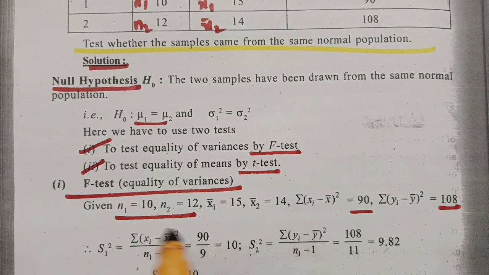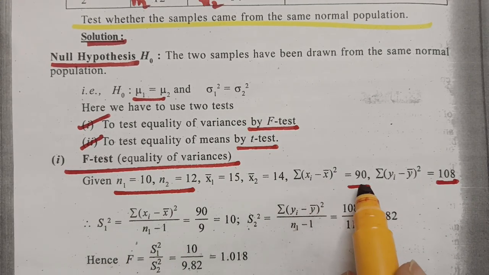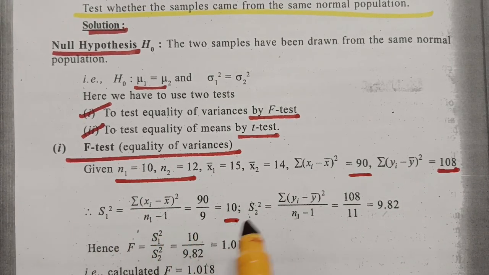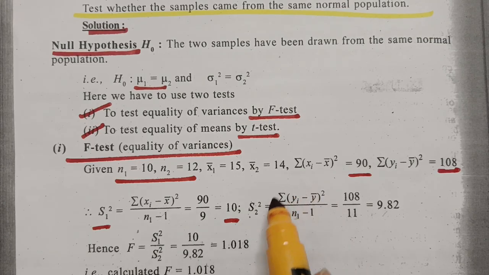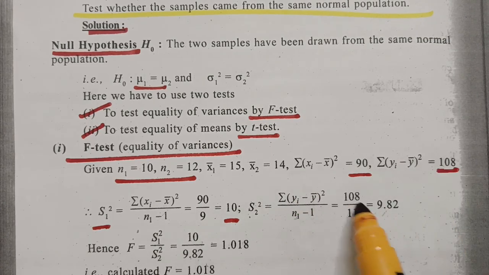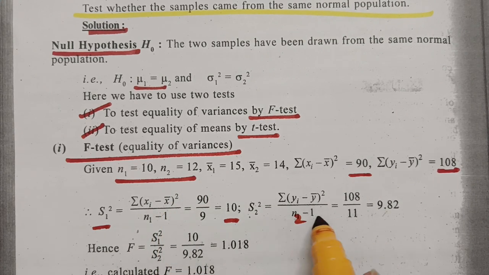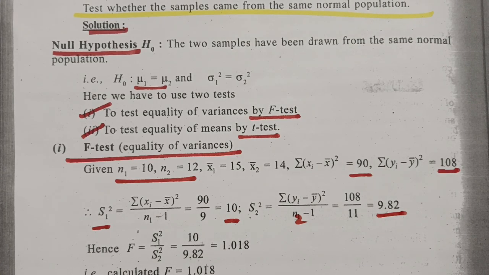Next we check the test of variances using the F-test. S1 square is equal to sigma (xi minus x bar) whole square by n1 minus 1. The sum is 90 and n1 is 10, so 10 minus 1 is 9, and S1 square we got as 10. S2 square is equal to sigma (yi minus y bar) whole square by n2 minus 1. The sum is 108 and n2 is 12, so 12 minus 1 is 11. The value here is 9.82.